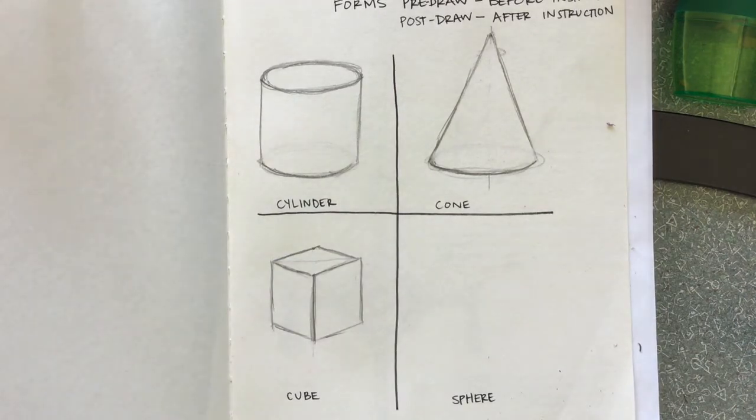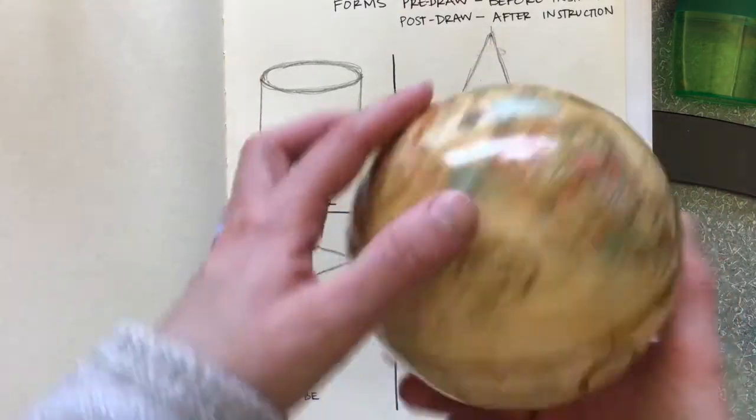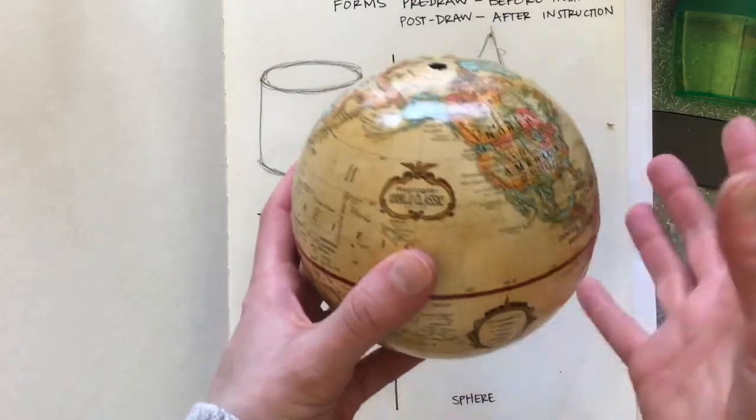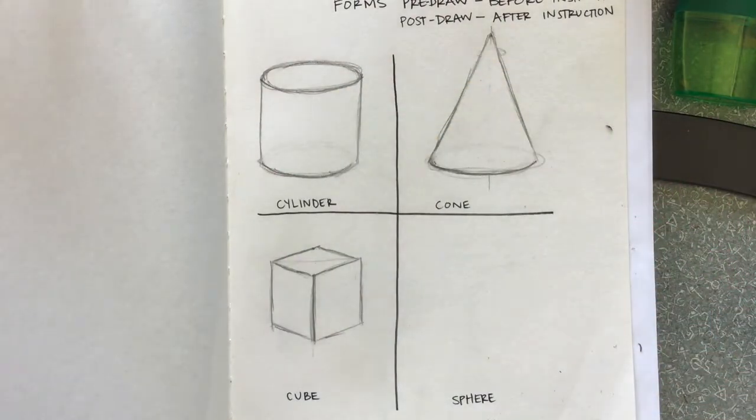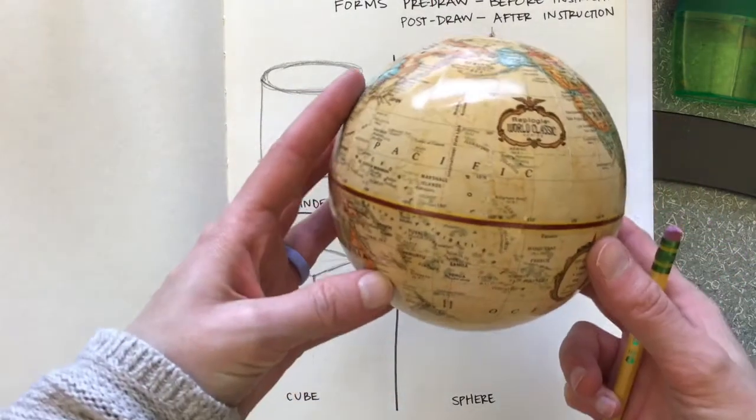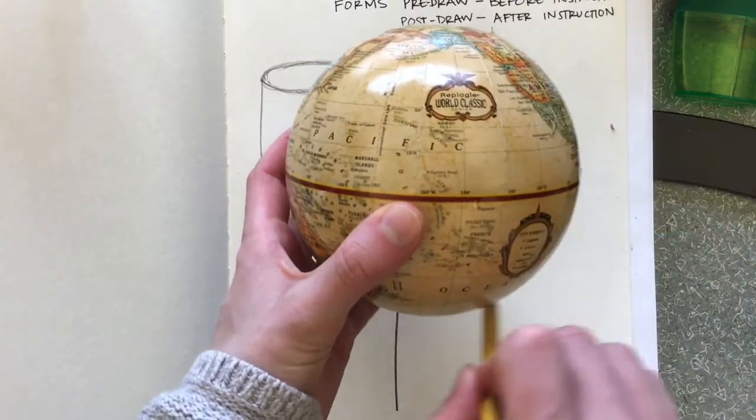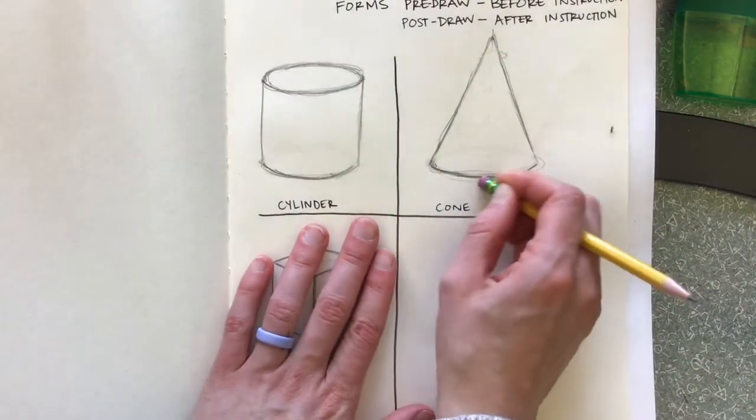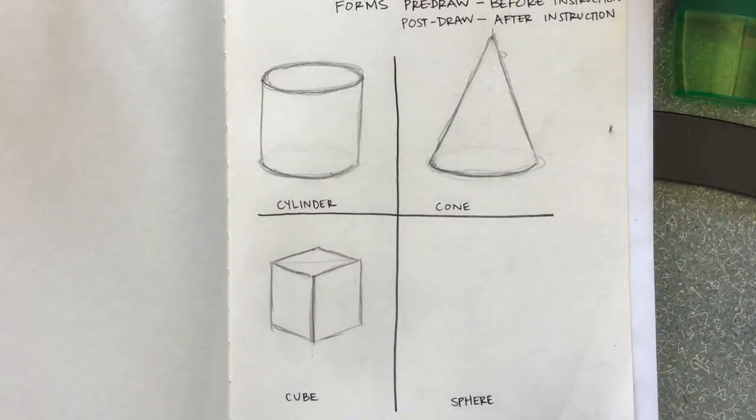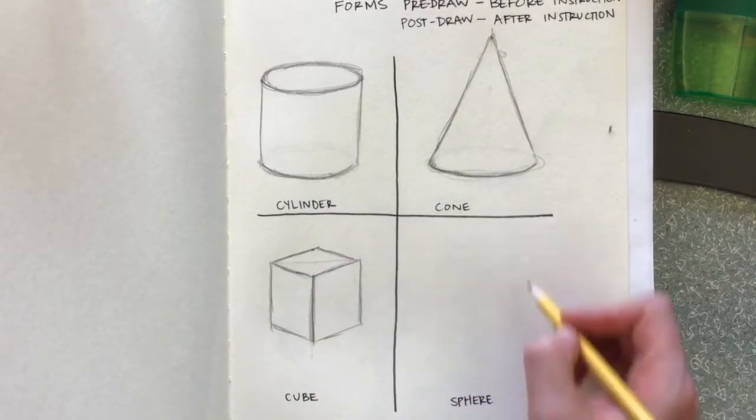Pretty good. All right, our last one is a sphere, and a sphere is a three-dimensional circle. So I have this little globe here to demonstrate what this is. And for this one, it's basically all about shading. So when you look at a sphere straight on, if you're just looking at the outline, it really just looks like a circle.